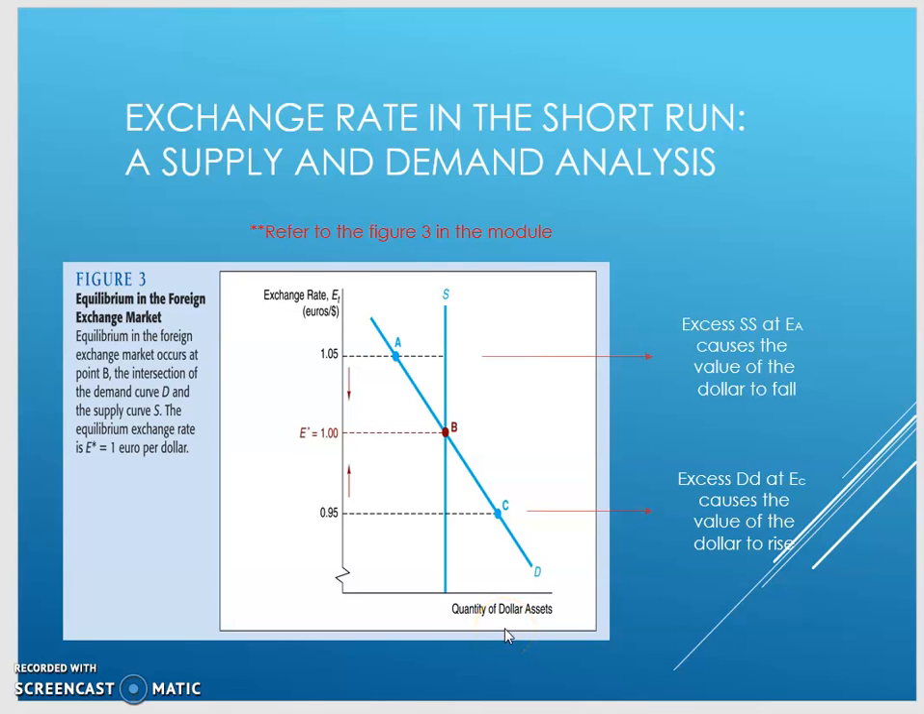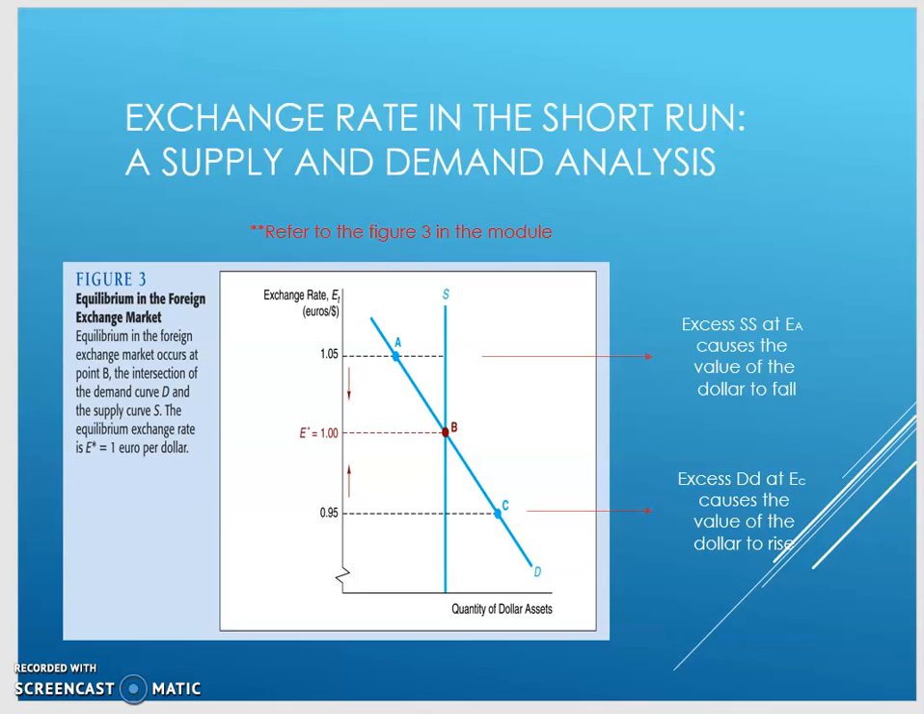Okay, let's continue our topic about the exchange rate markets. So this subtopic is about exchange rate in the short run, a supply and demand analysis. You can refer to figure 3 in the module. This figure shows the equilibrium in the foreign exchange market, where it shows the excess supply at EA causes the value of the dollar to fall, and the excess demand at EC causes the value of the dollar to rise.